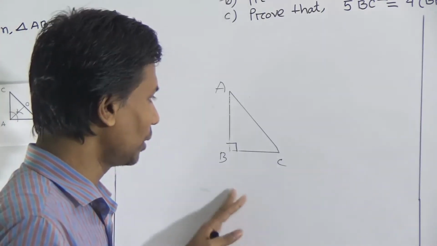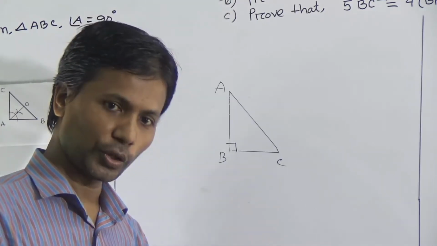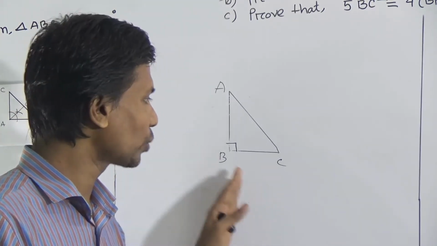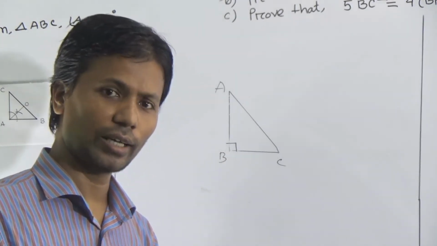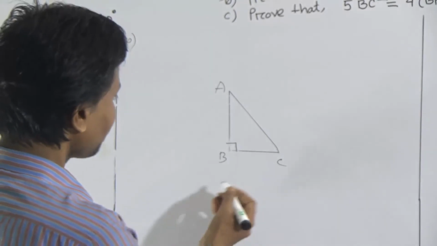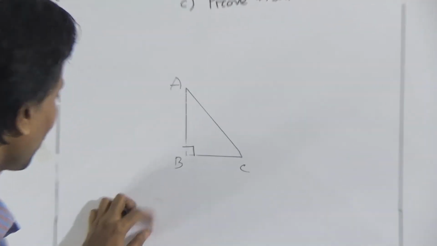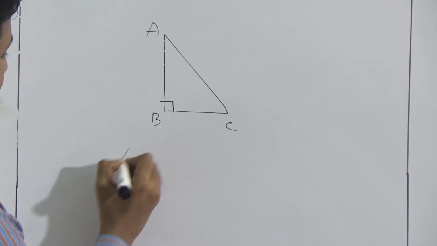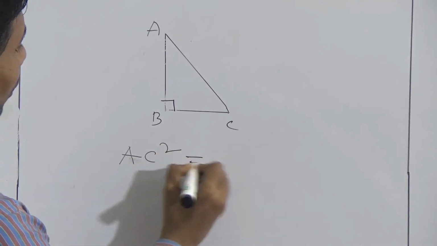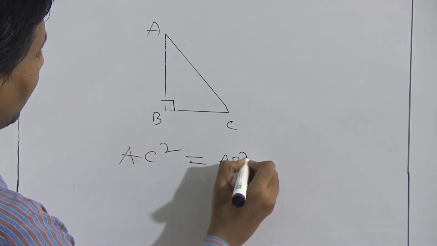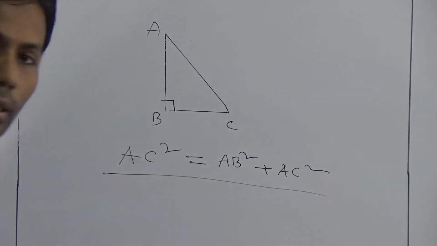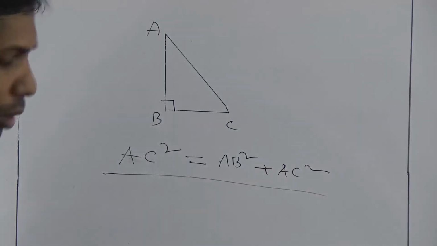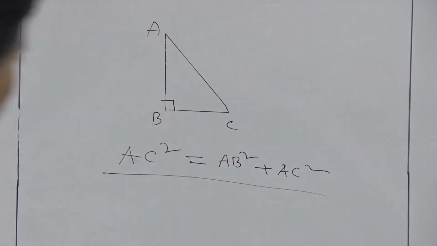According to your book, the Pythagoras theorem is square of hypotenuse is equal to the square of the other two sides. That means, according to the Pythagoras law, we can write AC square equal to AB square plus BC square. Dear student, I hope you understood. Now I'll come to the point, that means our required theorem.